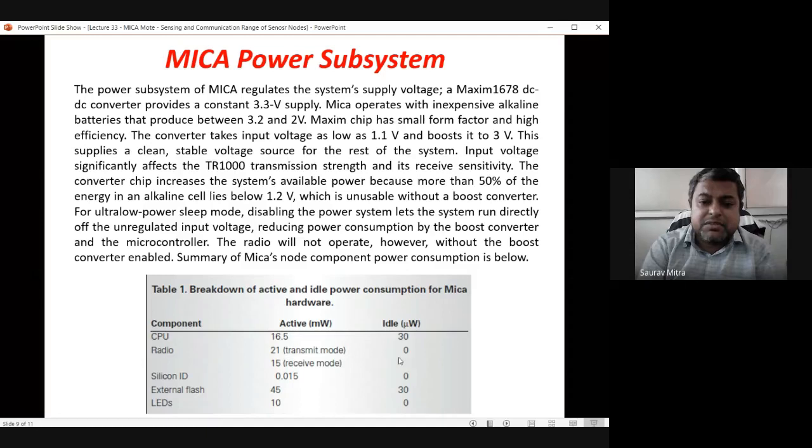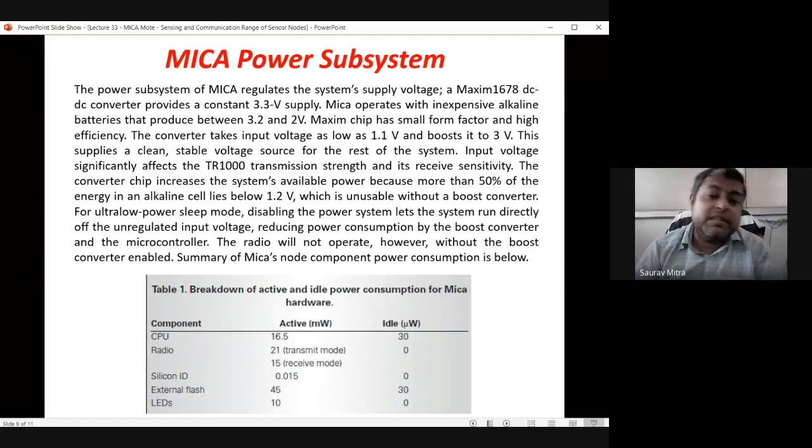That's why there is no transmission power. There is no receiving power at idle state. The radio will not operate here. However, the boost converter goes into sleep mode whenever the node goes into idle mode. So the boost converter is the main source of energy.